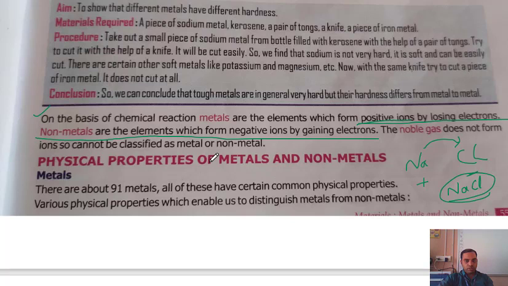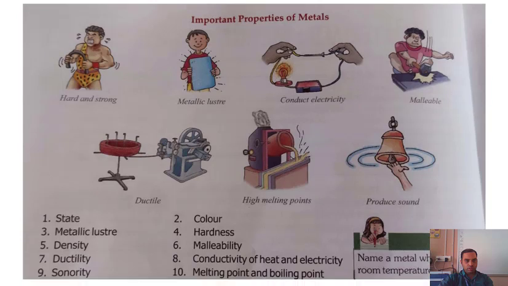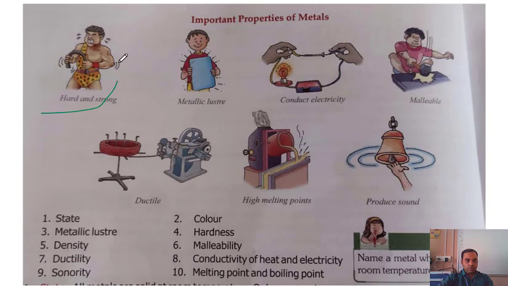Now, physical properties of metals as well as non-metals. There are about 91 metals. All of these have certain common physical properties, various physical properties which enable us to distinguish metals and non-metals. What are the physical properties? Let's see. As you can see, metals are very strong. Okay, important properties of metal.